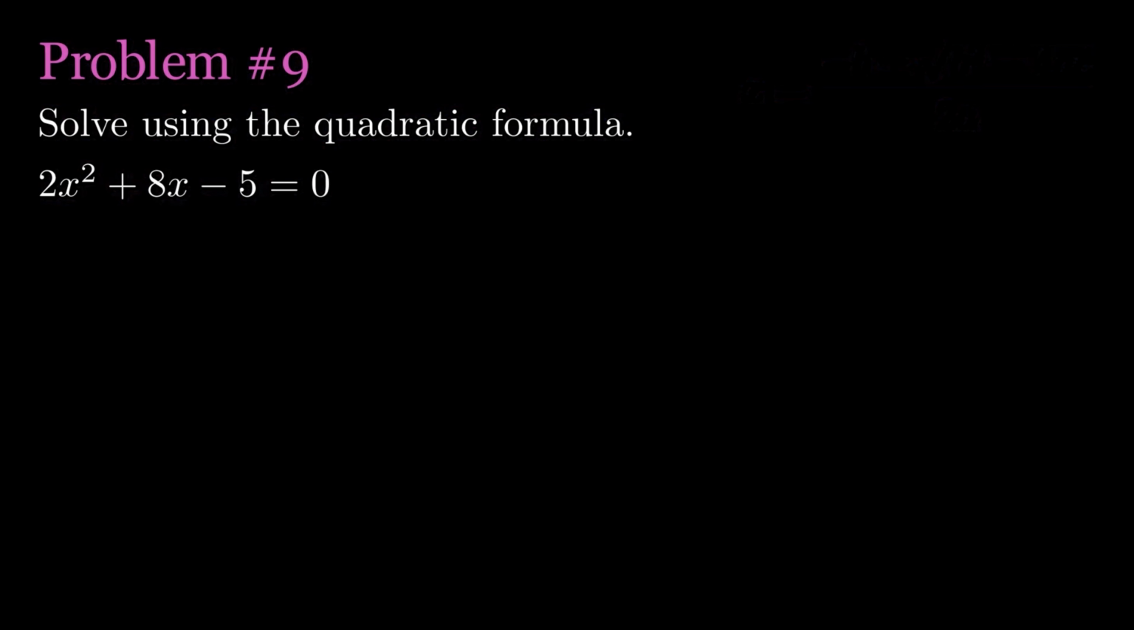First of all, notice that our quadratic equation is already written in the form with 0 isolated on the right-hand side, and the left-hand side is written in descending powers of the variable, simplified. So we can use the quadratic formula directly. Let me remind you the quadratic formula. And it's a matter of identifying our coefficients. A is 2, B is positive 8, and C is negative 5.